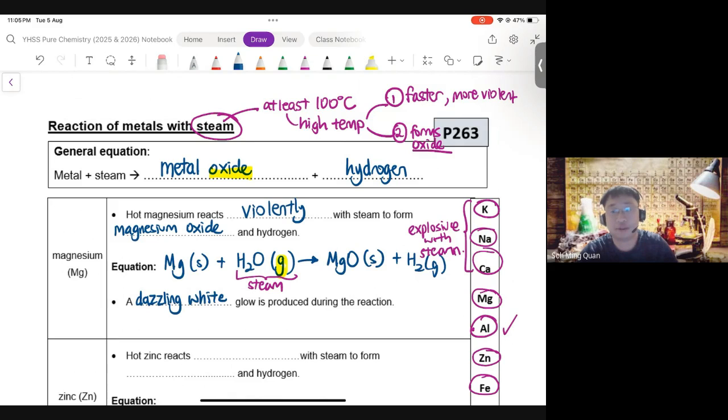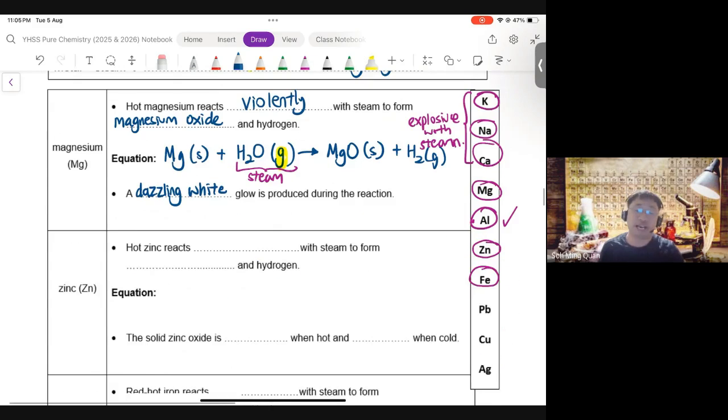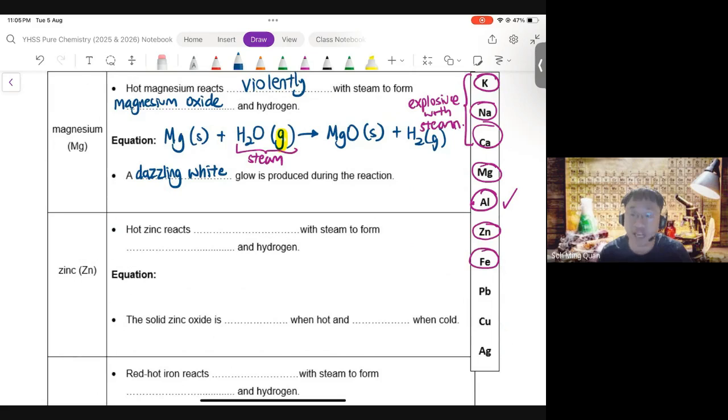All right. Now next we move on to zinc. Now zinc is one level, or actually two levels, below magnesium. So you can deduce that zinc is less reactive than magnesium, and therefore zinc doesn't react violently. One level below violent is readily. So zinc reacts readily with steam to form zinc oxide and hydrogen gas. So again, remember it's the oxide that's formed.